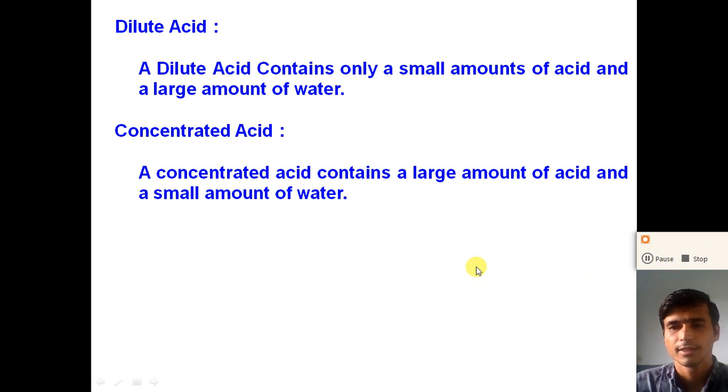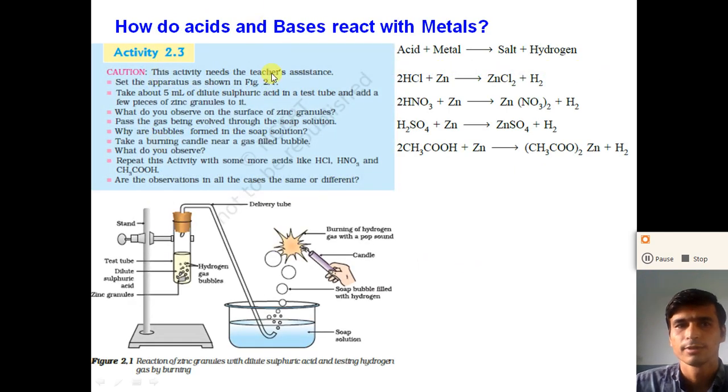So dear student, let us start with the chemical properties of acids and bases. The first chemical property: how do acids and bases react with metals? Reaction of an acid or a base with metal. With the help of activity 2.3, we understand how acids and bases react with metals.